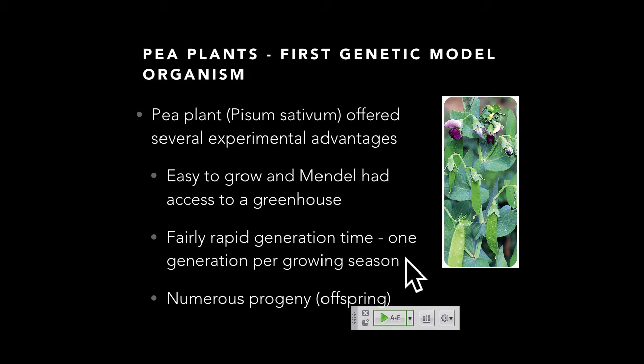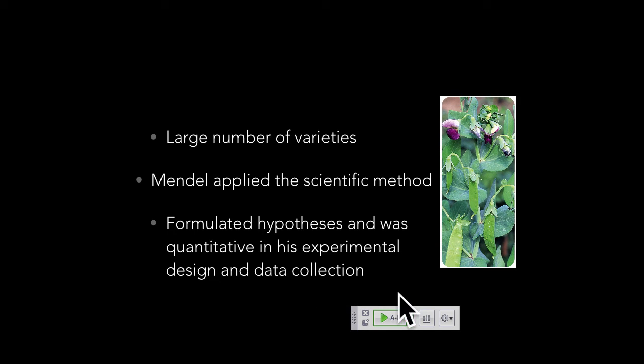You could never get tenure today if you had to wait that long between generations. It's bad enough with fruit flies, having to wait about 10 days between generations. You wanted lots of progeny, lots of offspring, whatever you want to call them, so you could do some statistics on it, or in his case, apply a really quantitative approach to his experiments. He also had to have a large number of varieties. If he couldn't see different phenotypes, different varieties, he really couldn't do these experiments.